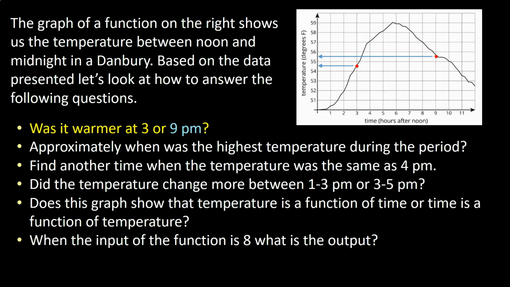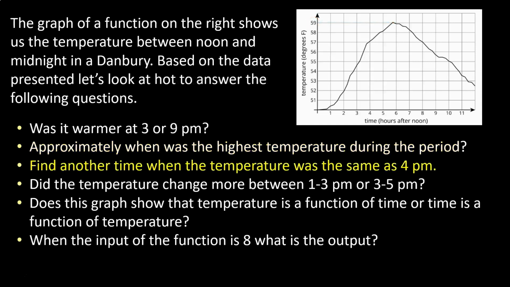Let's take a look at the next question. Approximately when was the highest temperature during the period? Here, we're going to go to the very highest peak on our graph, and we see that the highest temperature is found at 59 degrees. So 59 degrees is the answer.